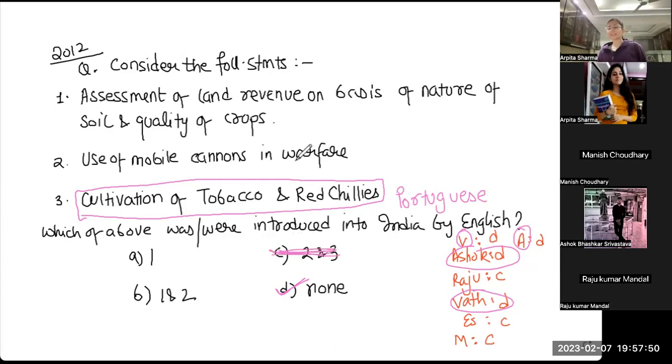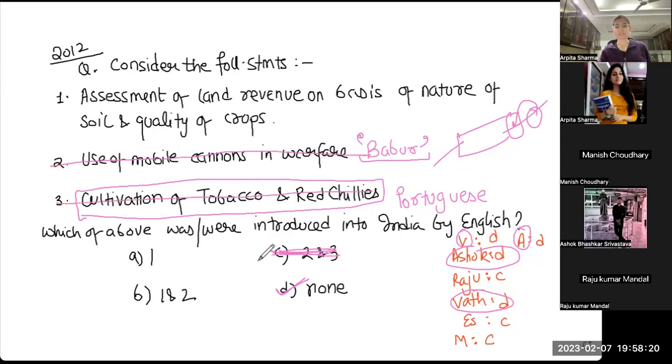Now, use of mobile cannons in warfare. It was Babur. In the first lecture we discussed when the Mughal Empire was established by Babur in 1526, he introduced warfare in India using cannons, top, which we call the black cannons, right? Then they used to attach the bomb, unplug the string, and throw bombs on the opposition party. So the second is also wrong. It was not introduced by Britishers. So here B will also be eliminated.